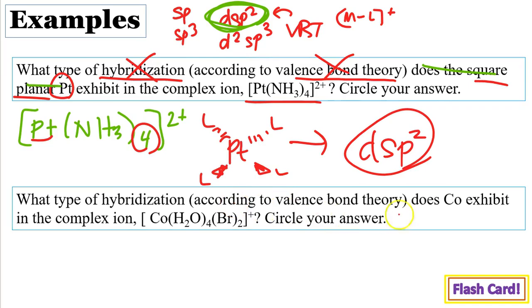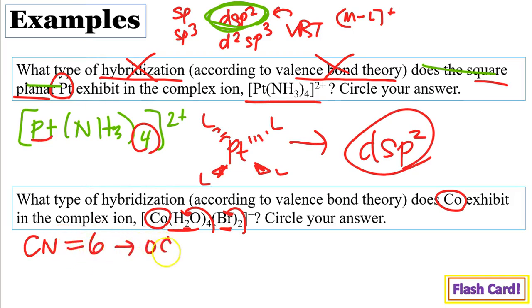Next, it says, what type of hybridization does the cobalt exhibit in this complex ion? So again, we have our complex ion. We want to verify whether or not each of these is monodentate or bidentate. Both bromine and our water are going to be monodentate. So that means we have 4 waters and 2 bromines attaching to our cobalt. So the coordination number here is going to be 6. And so that means we're dealing with something that is octahedral.